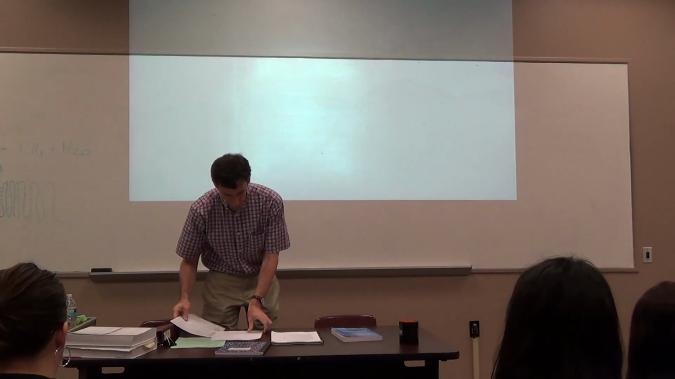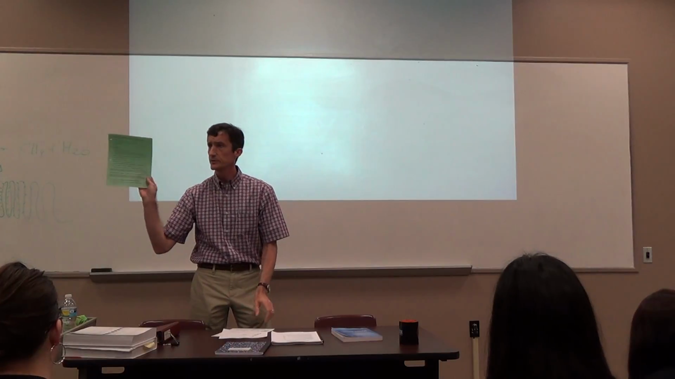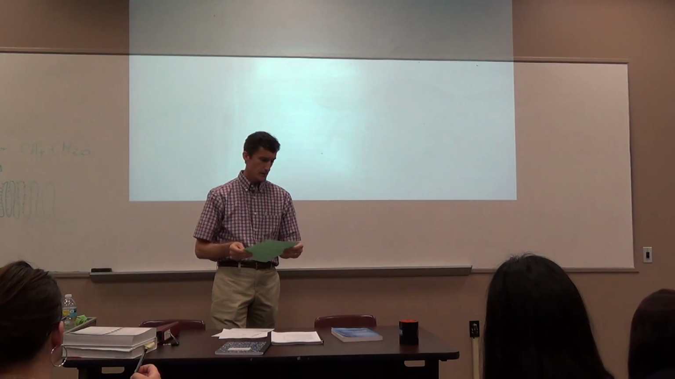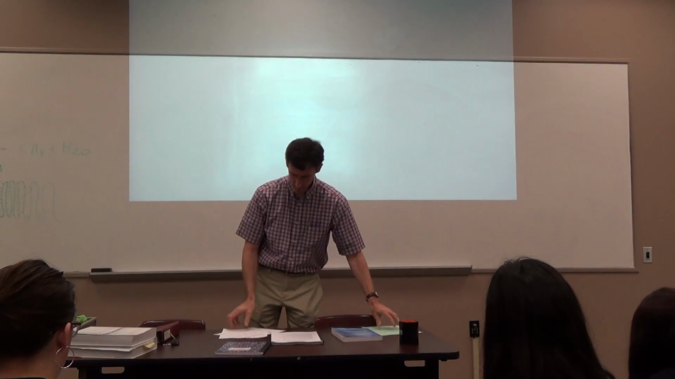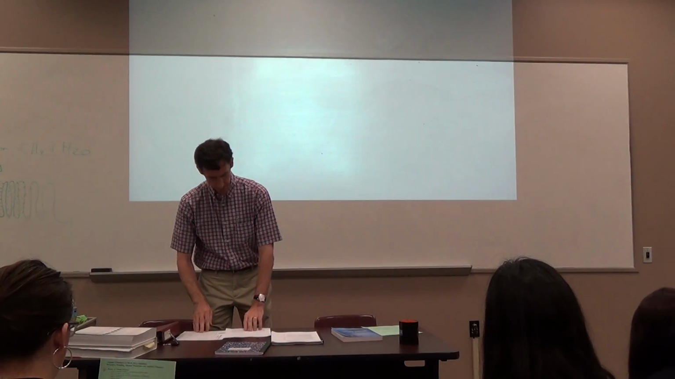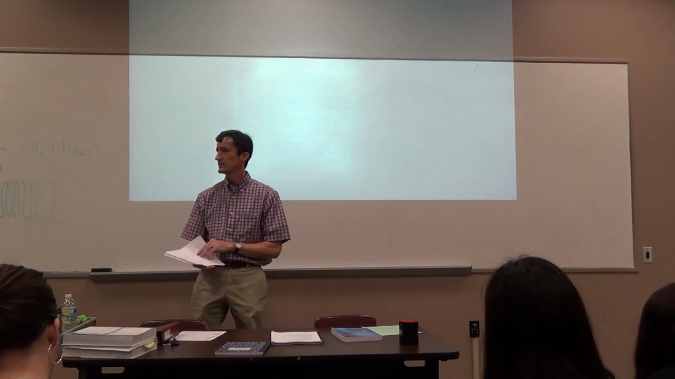Let's see. The green sheet is our outline. I'll typically put outlines on colored sheets. First thing we'll do is a review of atomic structure. The other handout is the one I sent you by email today. I wanted you to print it, but I decided to hand it out instead because we might get there today.